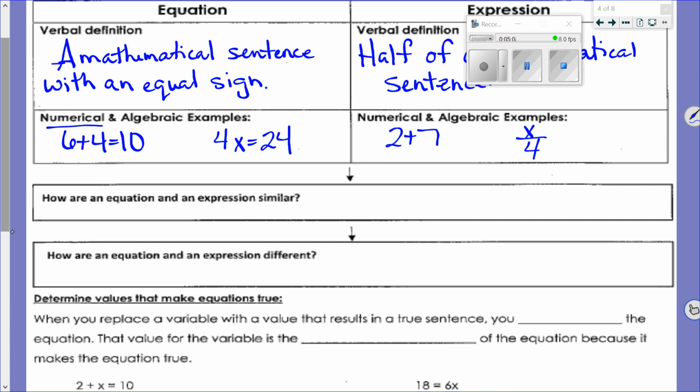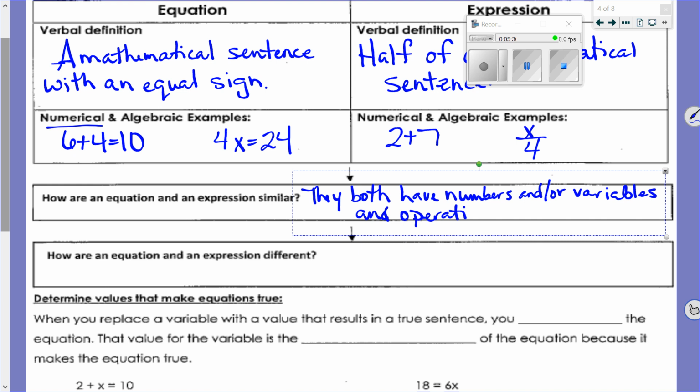Okay, so they both have numbers and or variables. They don't have to have either. And operations. Make sure you put a capital N period. Just for David, before you could say anything.